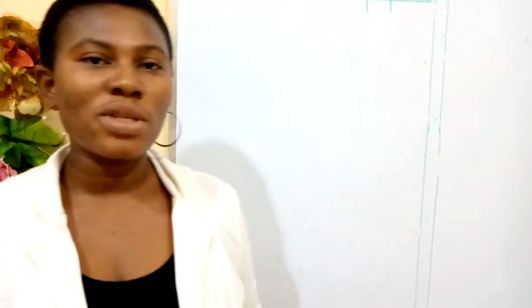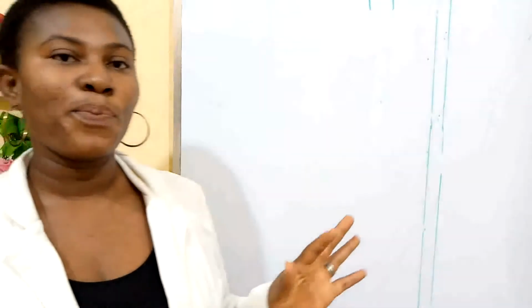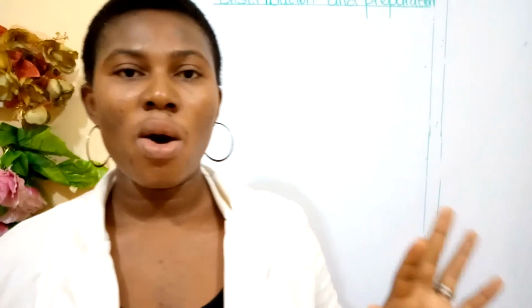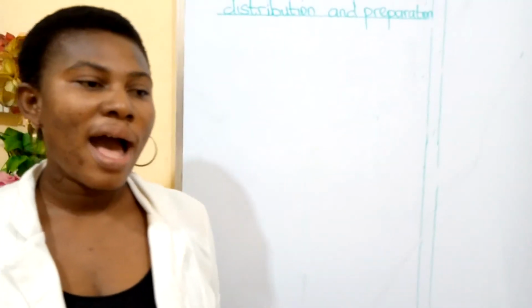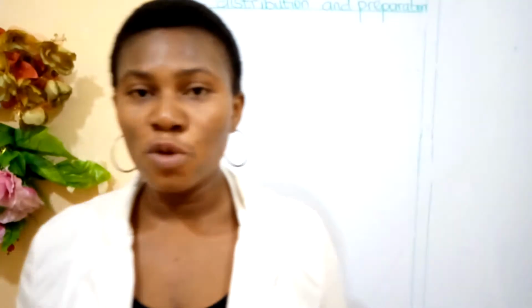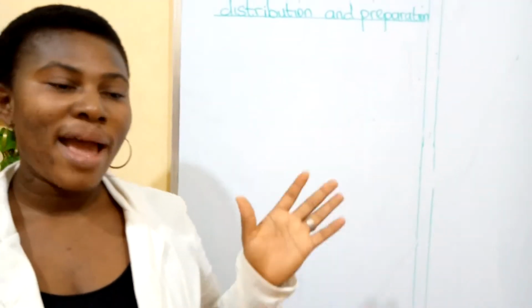Examples of those things that cause diseases or make our food bad are when you add what you're not supposed to add to your food. For example, adding sugar to your cooked beans makes it bad. It contaminates the food and makes it bad for consumption.